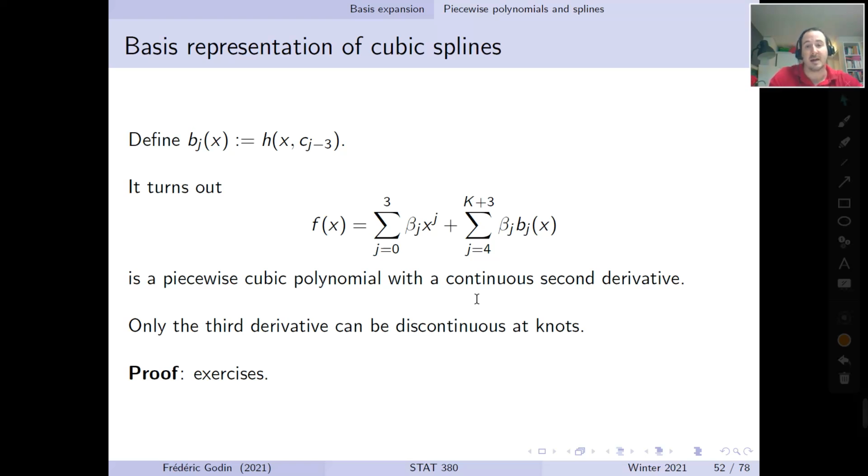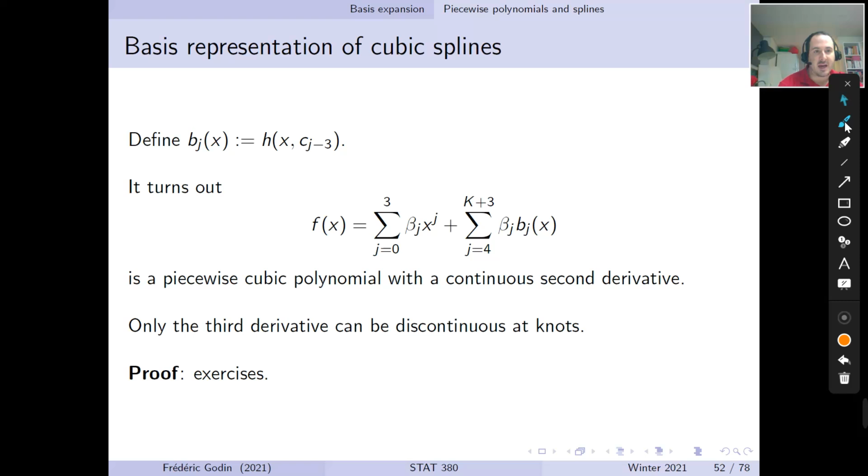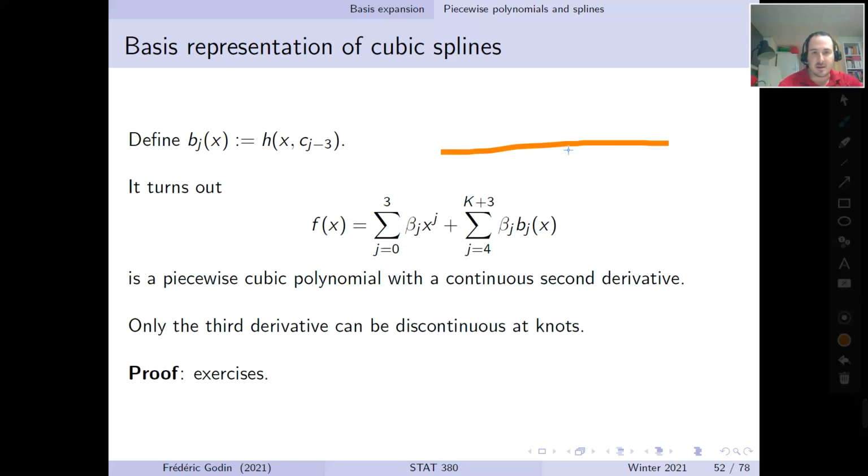If you define a function f(x) as the following: this is a sum from j equal to 0 to 3 of beta_j x^j, so this is a regular third degree polynomial across all possible values of x. And if you add the following summation, you sum from j equal to 4 until K plus 3 of beta_j b_j(x). Here, this function b_j(x) looks like this, and this is c_{j-3}.